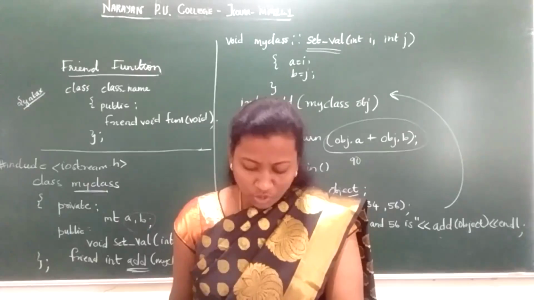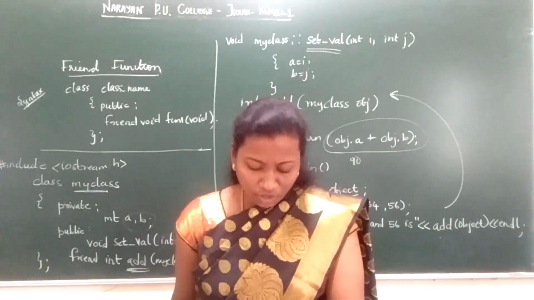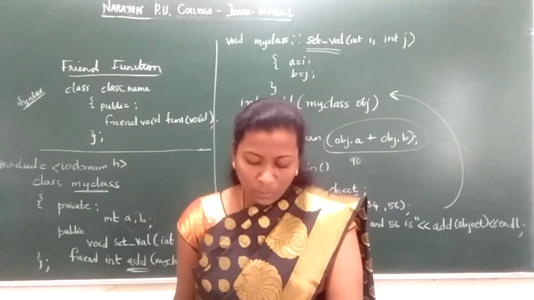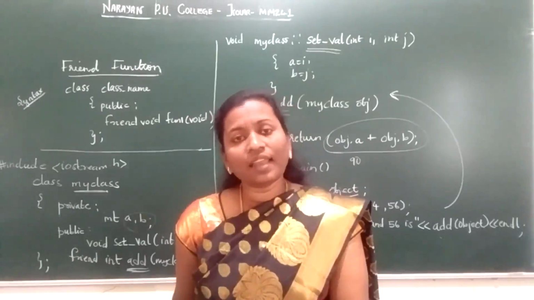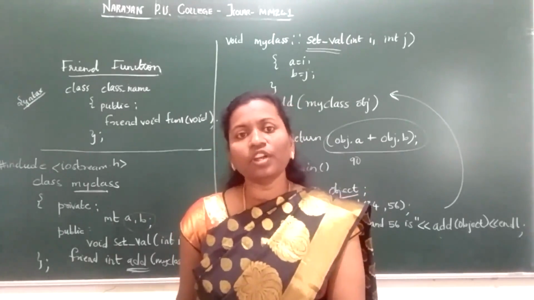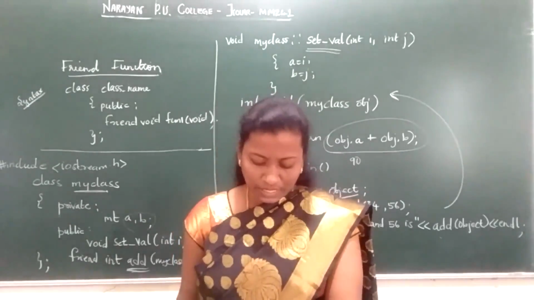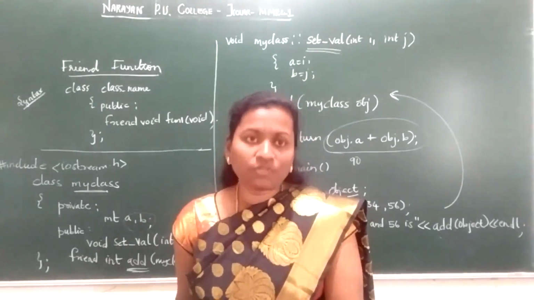A friend function is a non-member function that is a friend of a class. The friend function is declared within a class with the prefix friend. Always within the class you are declaring it, but you are not defining it. When you define it, it should always be outside the class. So these are the features of a friend function.